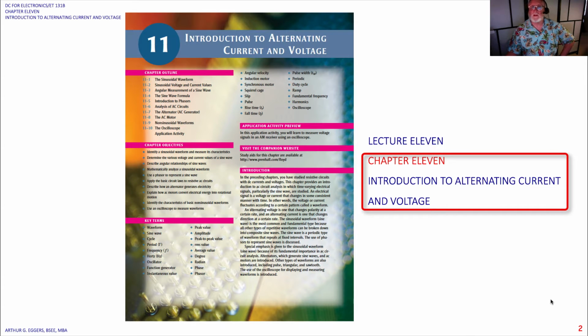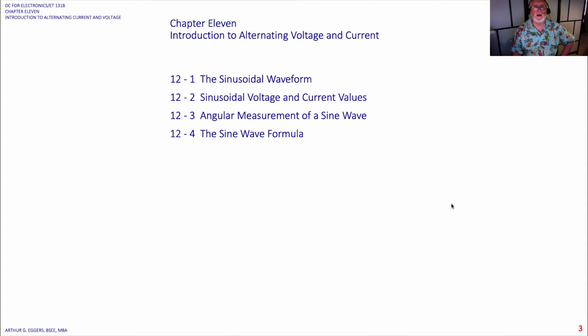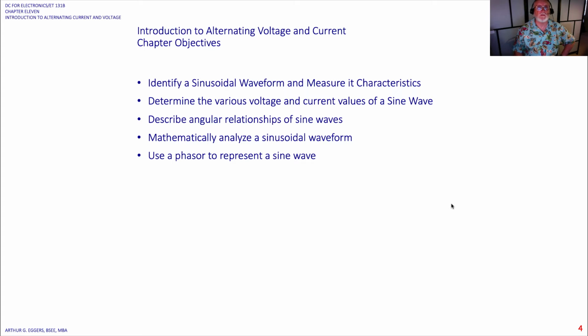So now we look at an introduction to alternating current and voltage. So we're going to shift gears here a little bit. You're going to see a lot of trigonometric relationships and trigonometry related calculations as we move forward into AC and alternating voltage. We're going to look at how we break down a sinusoidal wave, the sinusoidal voltage and current values, angular measurement of a sine wave, and the sine wave formula.